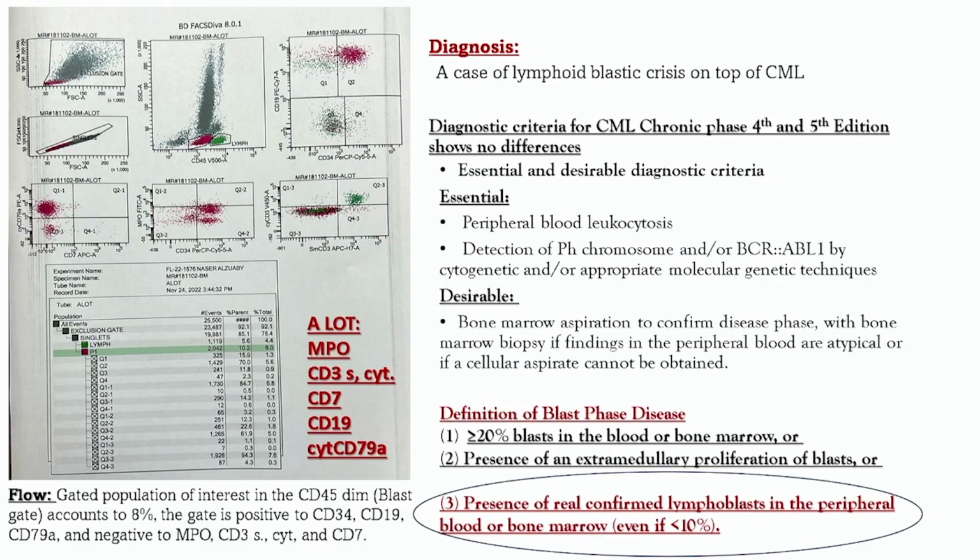In this case, 8 to 10%, and upon the acute leukemia orientation tube, we found that these 8% are lymphoid blasts. So one of the pitfalls now, not as before, is that each case of CML upon presentation to the hospital needs an acute leukemia orientation tube to exclude lymphoid blastic crisis on top of CML. The presence of real confirmed lymphoblasts in the peripheral blood or bone marrow, even less than 10%, will be considered lymphoid blastic crisis on top of CML.